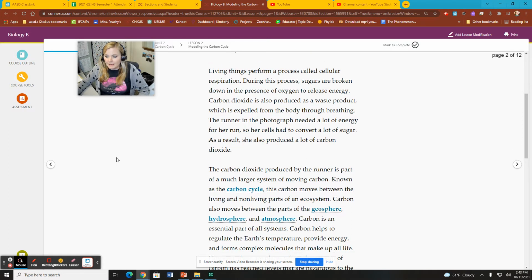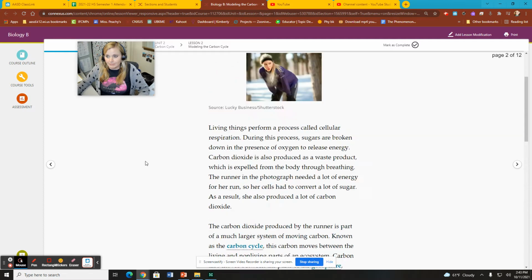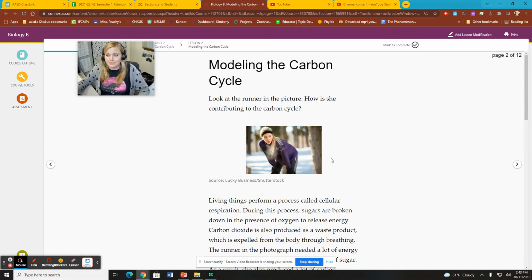And so carbon dioxide is produced, as we know, as a waste product of cellular respiration. As you can see in the picture of the runner who is breathing very heavily after she just went running in the winter. Oh, good for her, running outside in the winter.